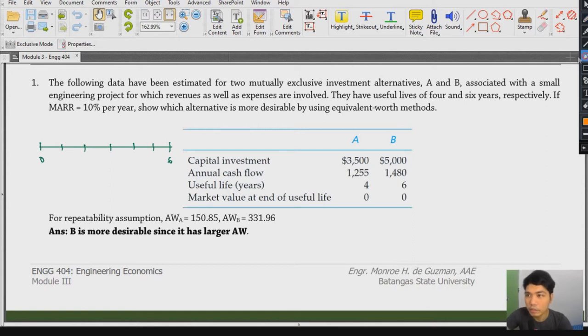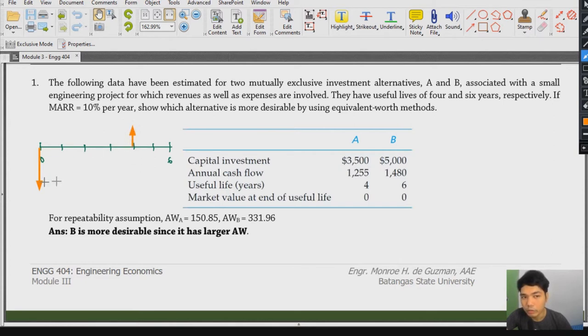And then, if you notice, at the end of the 4th year of useful life, 1, 2, 3, 4, our cash flow diagram only goes up to here, because our useful life only goes up to here. But we have to bring this all to the 6th year. So, I'll be using our future worth because that is kind of the easiest part here. So, what we will do is, this is your capital investment, that's an expense, and then this annual cash flow is actually positive cash flow.